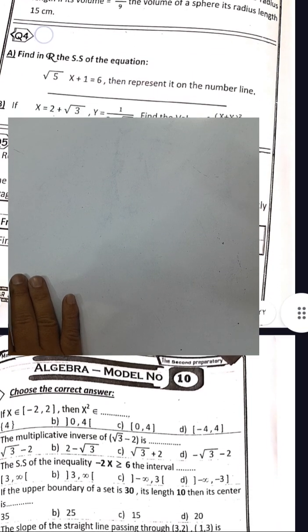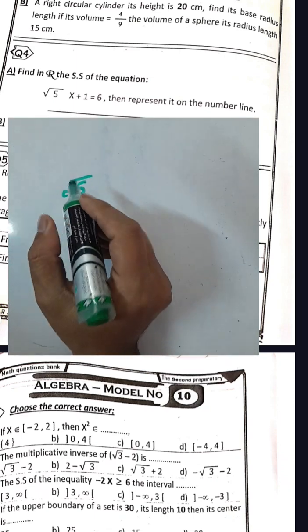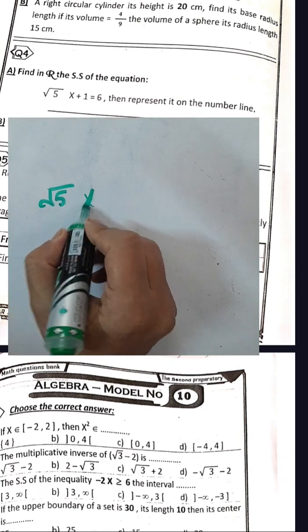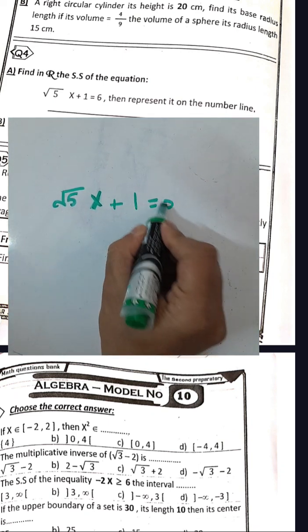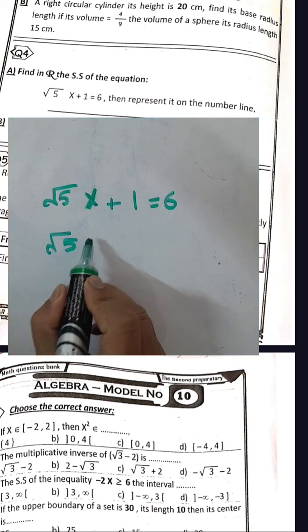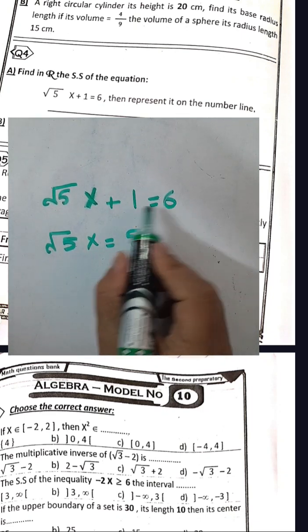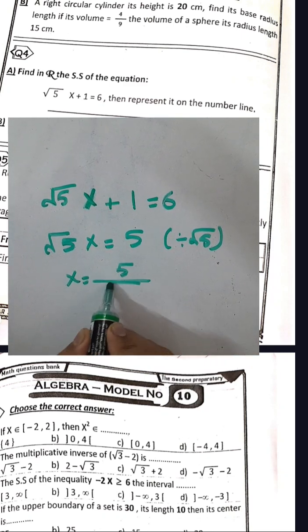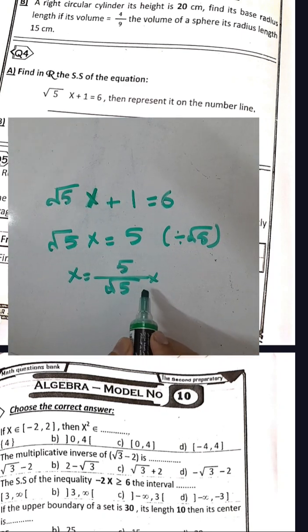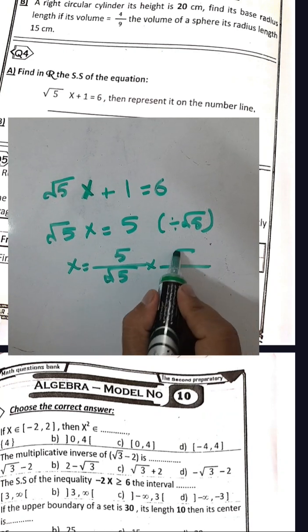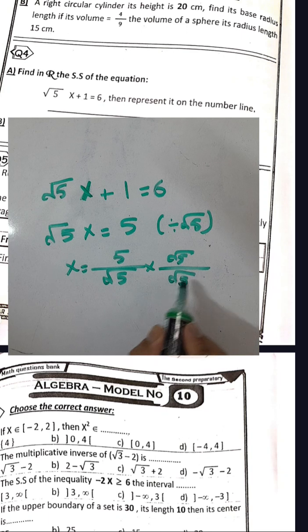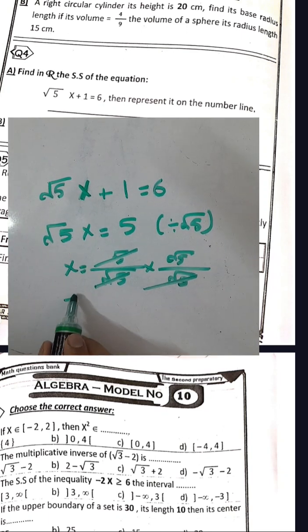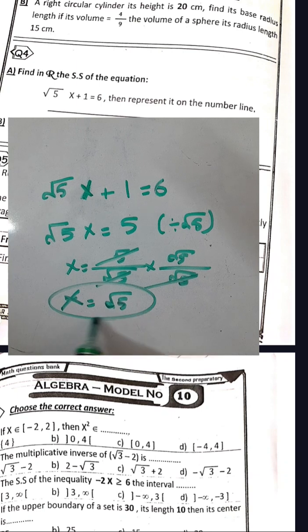Next question. Find in R the solution set of the equation square root of 5 product by x plus 1 equals 6. Then root 5 x equals 6 minus 1, which equals 5, and then we can divide by 5, then x equals 5 over root 5. You can simplify it by multiplying root 5 in numerator and denominator. Root 5 times root 5 equals 5. 5 divided by 5 equals 1. Then x will be root 5.